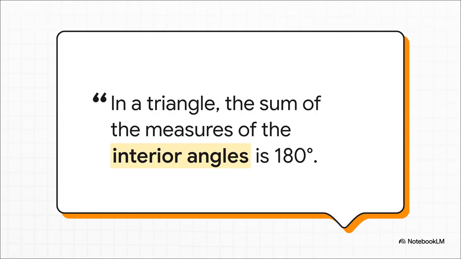And all that leads us here, to Theorem 2.4.1. This is the big one. Are you ready? In any triangle, I don't care if it's big, small, acute, obtuse, whatever, the sum of the three interior angles is always 180 degrees. Every single time. No exceptions.